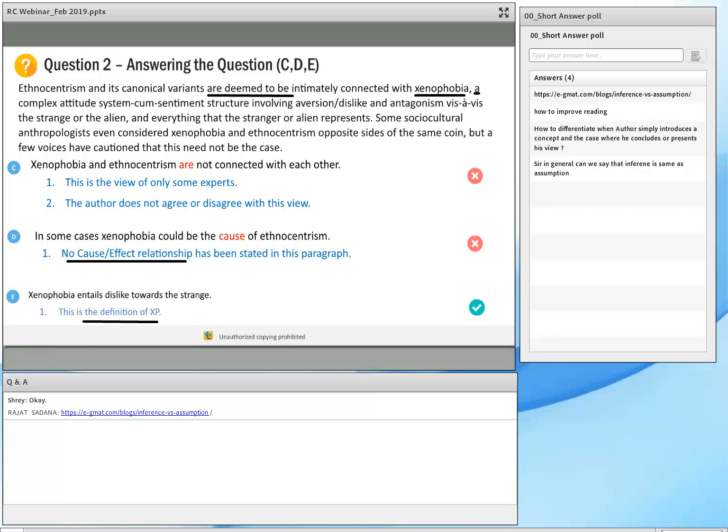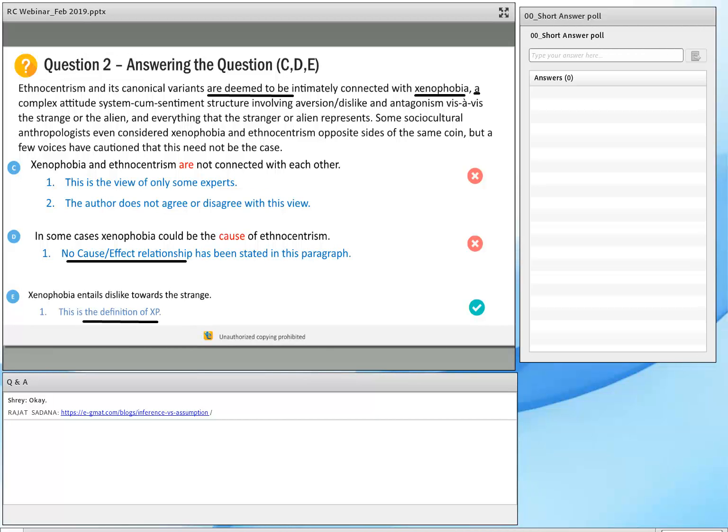Okay. So how do you improve reading? Read slowly and practice active reading. That's how you improve reading. Don't read a ton because that's not going to help you with that. You have to read enough, but read actively.